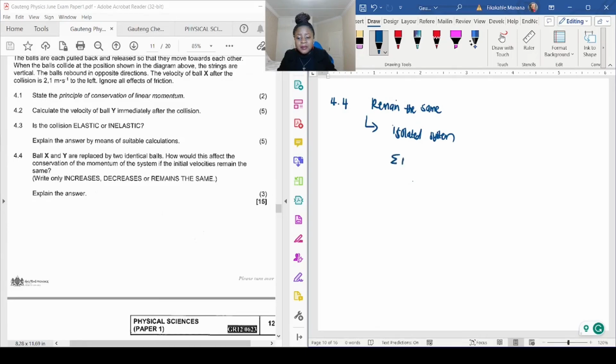Therefore, the sum of your momentum before would be equal to the sum of the momentum afterwards. And that pretty much sums up the answer. It remains the same in an isolated system, meaning that it is conserved, so the momentum before is equal to the momentum afterwards. And we are done finally with question 4.